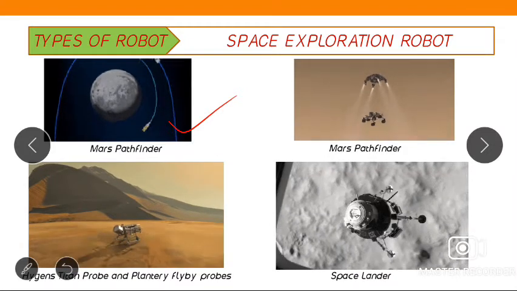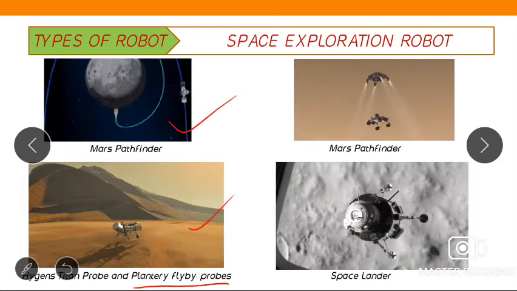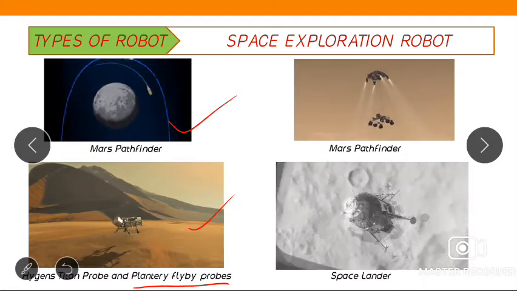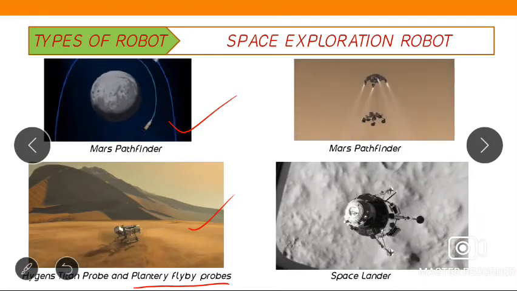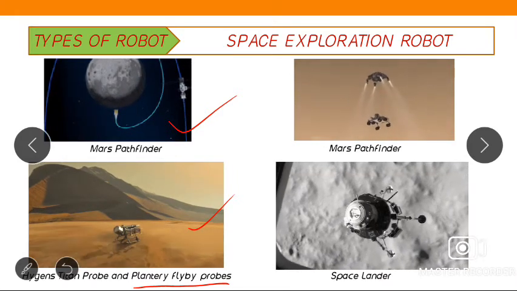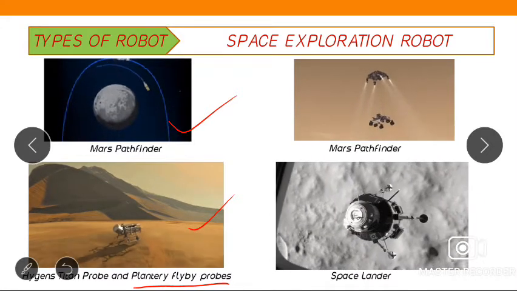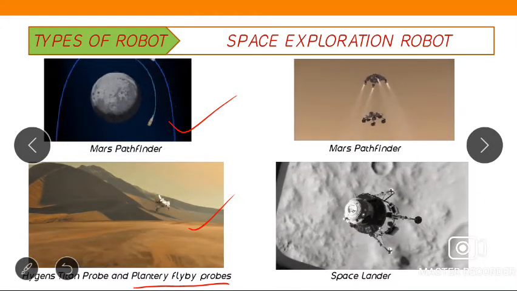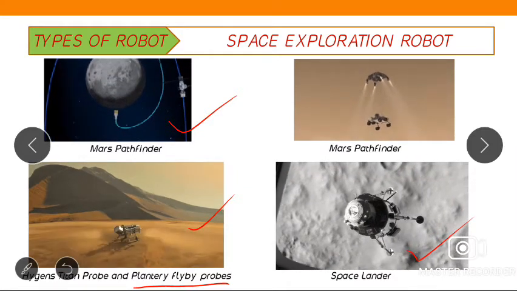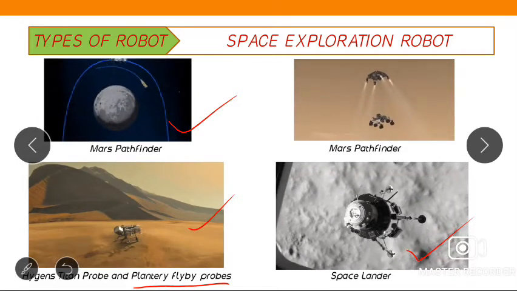This is a planetary flyby probe. Nowadays after rovers we are going for flyby probes. It's like a drone, and it is faster and more useful than rovers, because its movability is quicker, and it is very reliable in these situations. This is the space lander. It is a robot which is useful to safely land our space shuttle on any planetary body.